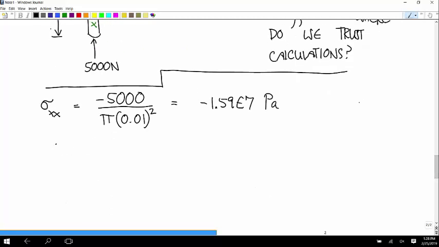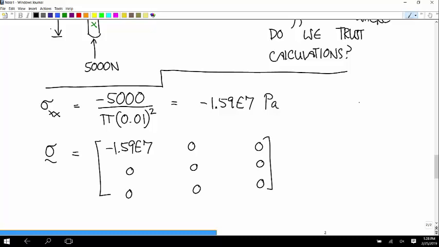And so the stress tensor is negative 1.59 times 10 to the 7, 0, 0, zeros. This is pascals. Oh, one thing that I saw a lot in the binders, really the only thing that I saw regularly that I'd like you to correct, is not putting units on your answers. So be sure all your answers have units.